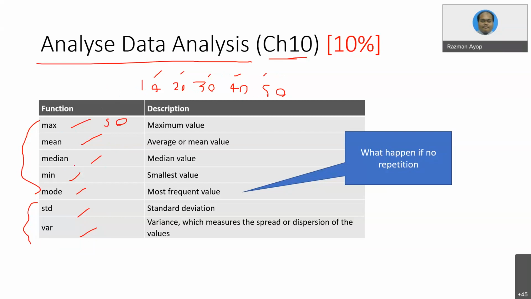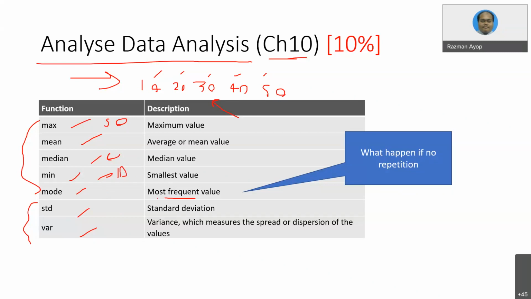Okay, median is basically, you have to sort the data first, and then take the center value. If it is an odd number of values, it's okay, but for an even number, you have to take the two center values and find the center between them. You have to recalculate, so make sure you know how to calculate the median. Of course, minimum is just 10.